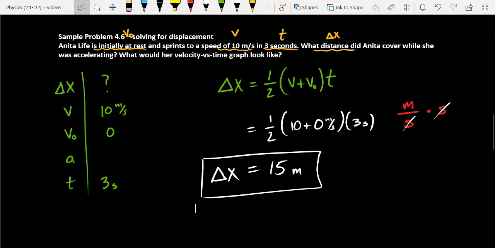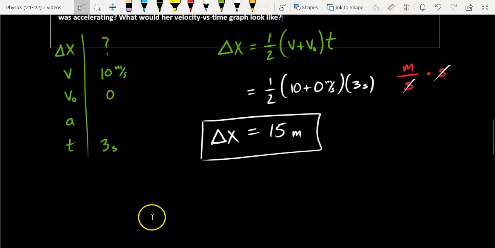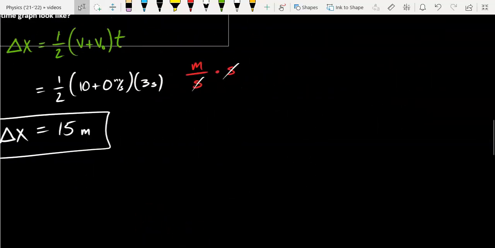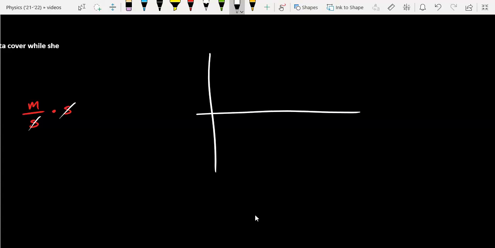15 meters. And then it also asks this question, what would her velocity versus time graph look like? And so we can just sketch out that graph real quick. All right, we have a velocity versus time graph. So remember, this is velocity in meters per second. This is always time. And it said she started at rest. So that tells me that she's going to start here at 0. And 3 seconds later, she was at 10. So let's do our seconds. 1, 2, 3.